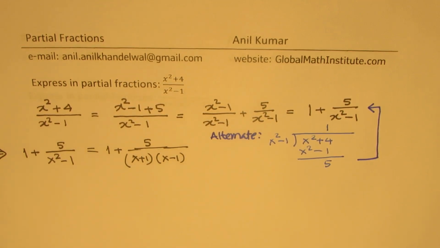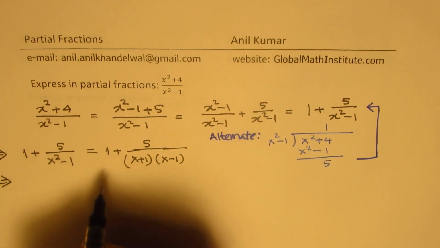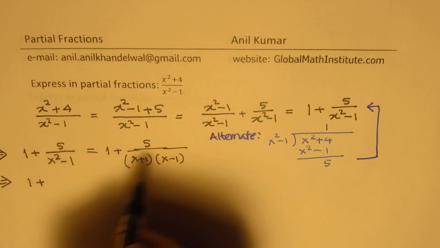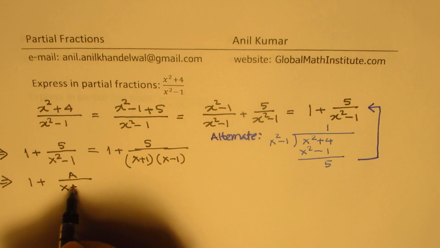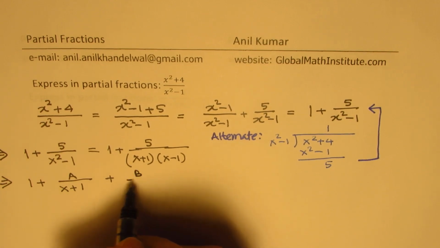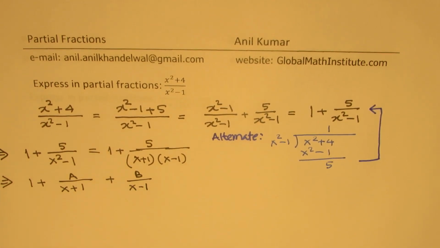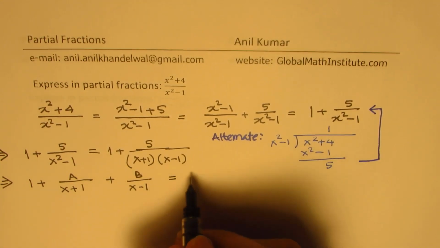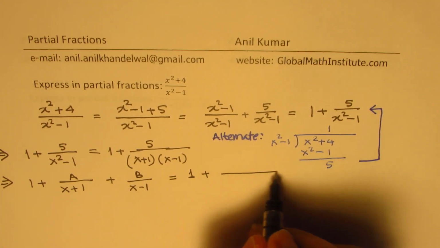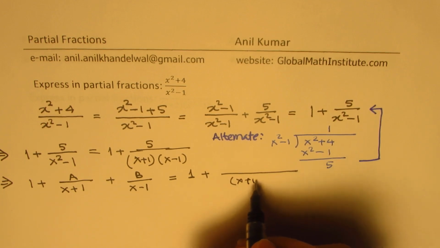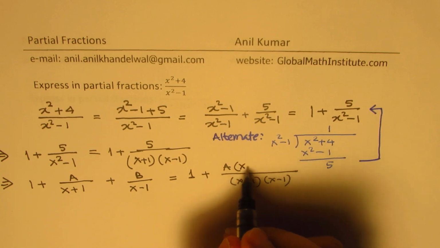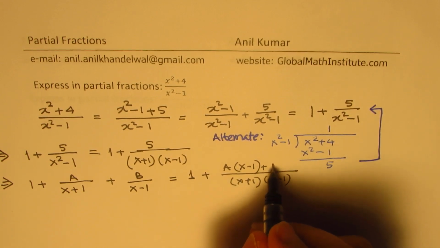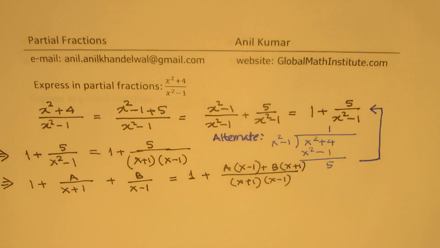Now, we'll use the technique which we used earlier in our previous example, right? So that could be written as equal to 1 plus a over x plus 1 plus b over x minus 1, correct? Now this is equal to 1 plus, we get x plus 1 times x minus 1 in the denominator, cross multiply. We get a times x minus 1 plus b times x plus 1, right?